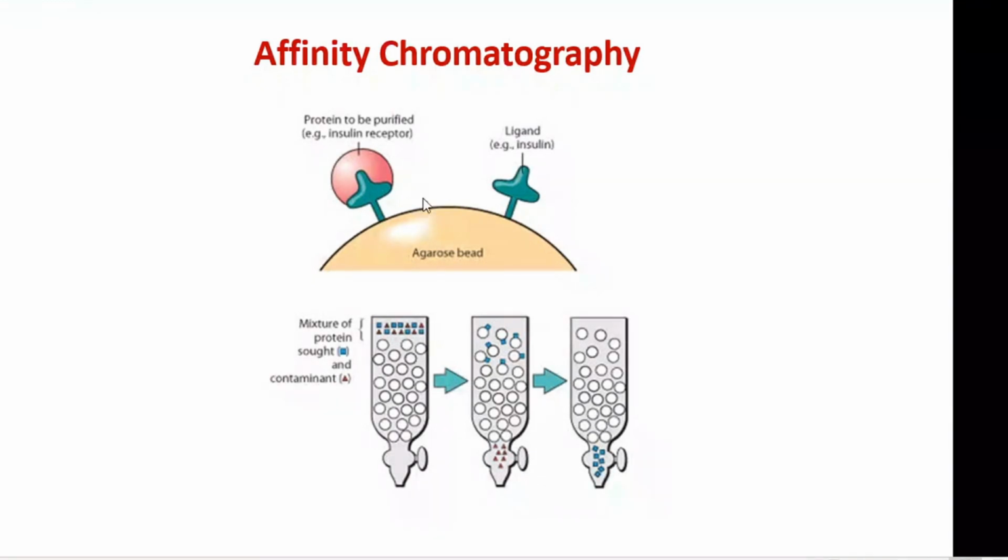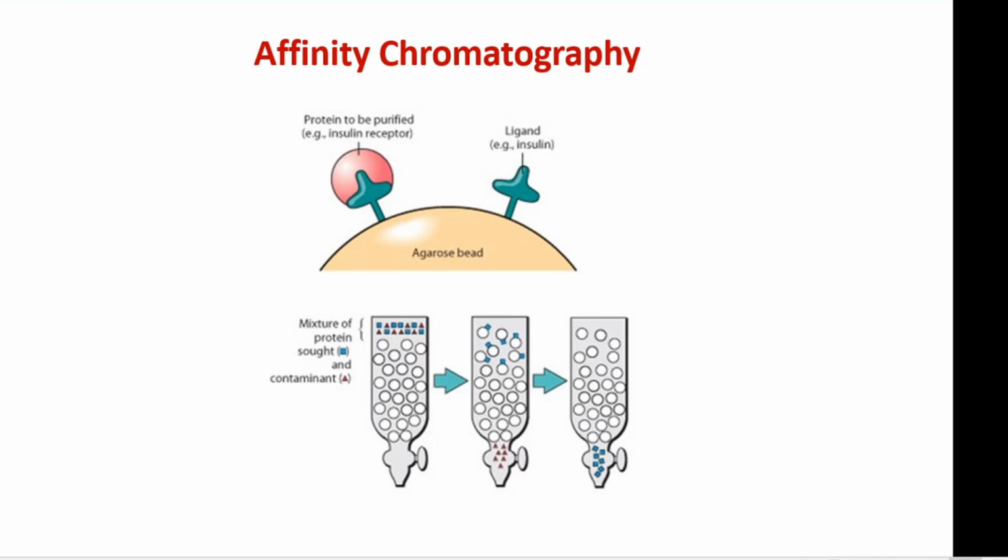Once we add the sample molecules on top of it, and they are moving near these ligands, the protein to be purified should attach to this insulin receptor. So the protein to be purified should be the insulin receptor. We are going to separate the insulin receptor. The insulin molecule and the insulin receptor have a binding capacity, so they form a complex. The insulin and insulin receptor complex will be formed.